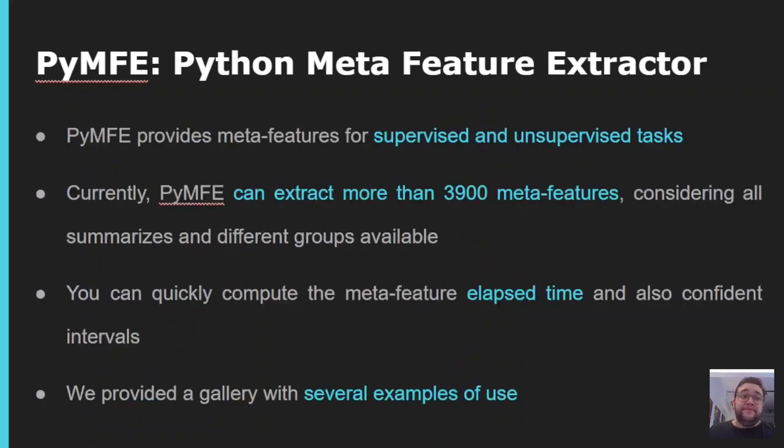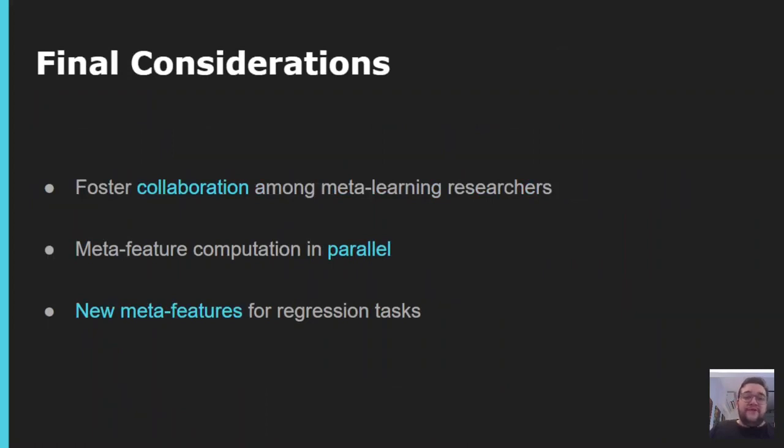It's worth mentioning that with PyMFE we can extract meta-features from both supervised and unsupervised tasks. We can quickly compute the meta-features in a set elapsed time and also confidence intervals. Currently, PyMFE can extract more than 3,090 meta-features, considering all summarizations and different groups available. Moreover, the documentation has a gallery with several examples of use, making you learn how to use the package through examples.